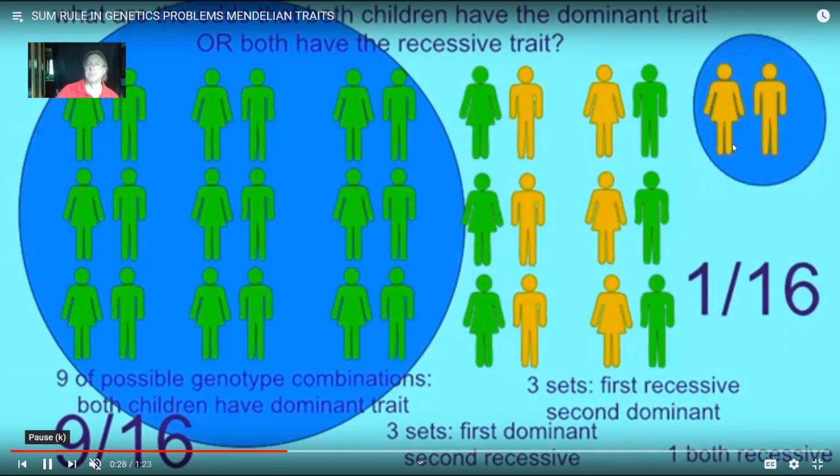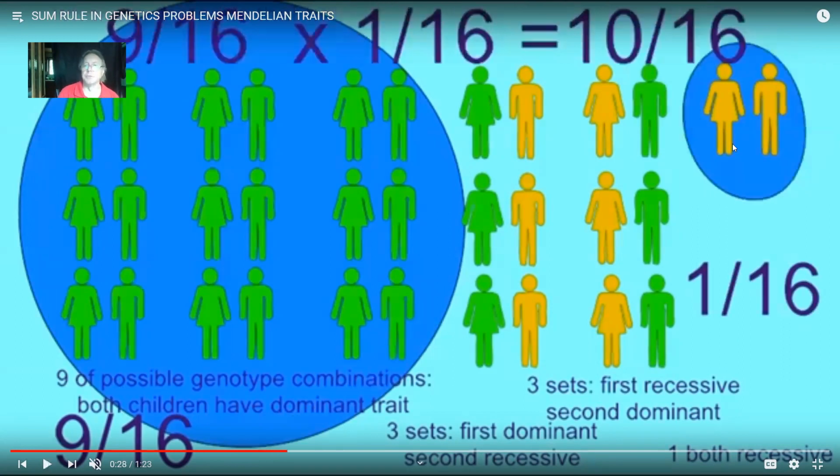1/16 of the time, both children would have the recessive trait. And you would get that because 1/4 times 1/4. Remember that, in a Punnett square, you have 2 heterozygotes. 1/4 of the offspring have the recessive trait. So 1/4 times 1/4 gives you 1/16.